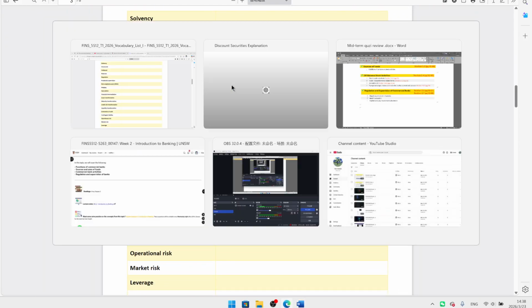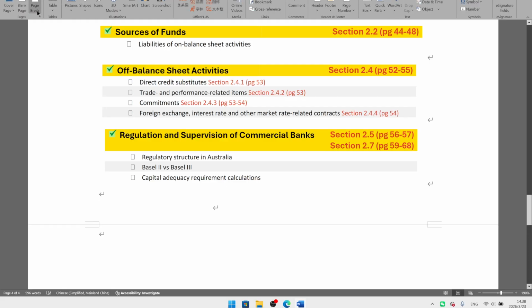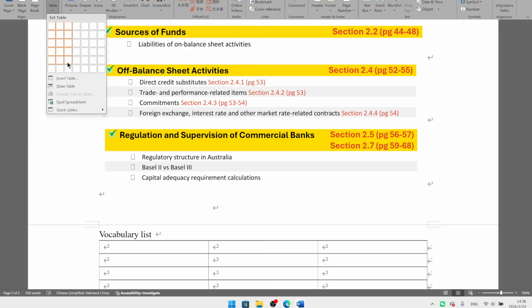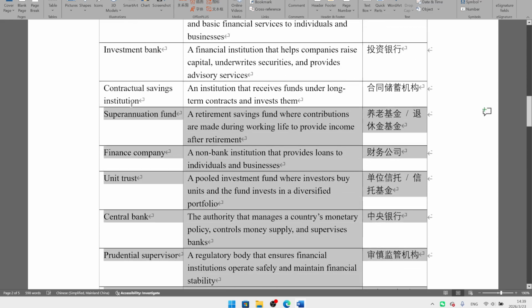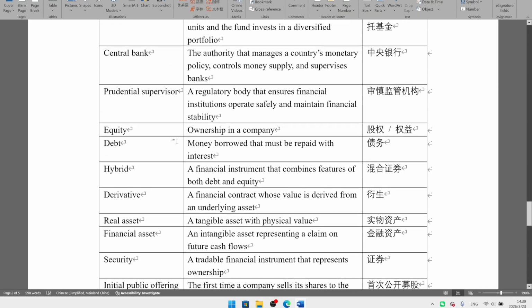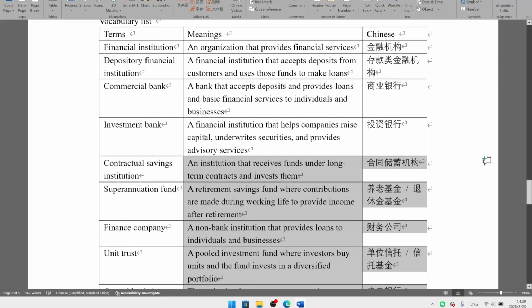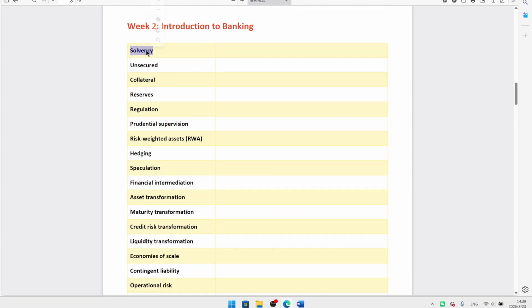Just as we did before, the next part is the vocabulary list, and this time we can just copy that and delete the information in here. Yes, that's fine.